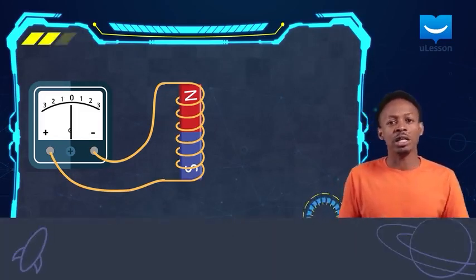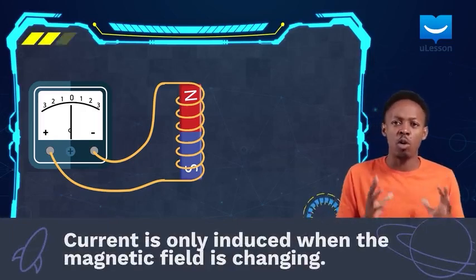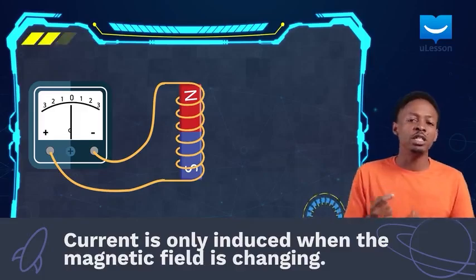So we can say that an induced current can only be generated in a wire or a coil when there is a changing magnetic field. So we shall look at some of the laws governing electromagnetic induction in our subsequent lessons.